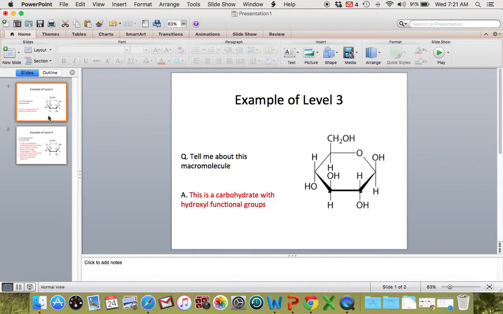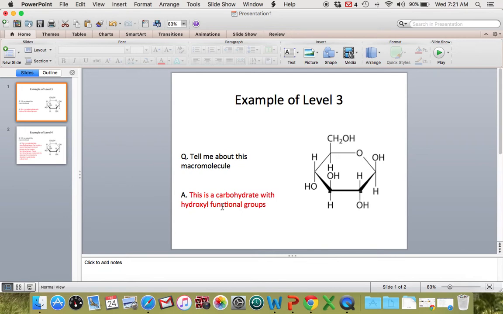So here's a question that we have here. Okay, so tell me about this molecule. So I have this molecule right over here, and a question I might ask you is, tell me about this. Okay, now a level 3 answer, in my opinion, the description would be, this is a carbohydrate with hydroxyl functional groups. Okay, you're exactly right. This is a carbohydrate, and it does have hydroxyl functional groups. But you're giving me kind of a base answer. And you're technically right. This is what I would think an average student would be able to tell me.